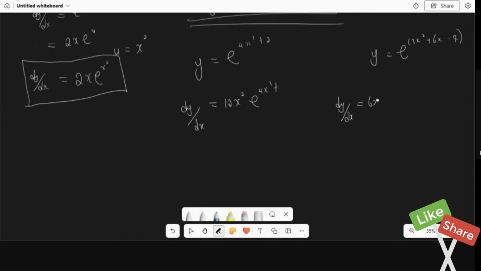She gets 6x plus 6, correct? And then everything is multiplied, a multiplier of e to the power of 3x squared plus 6x minus 7. You should get this. That's the final answer, sir. Or you can still simplify. You can have this dy over dx simplified. You can have 6, open the parenthesis, x plus 1, close. You have your e raised to the power of 3x squared plus 6x minus 7.